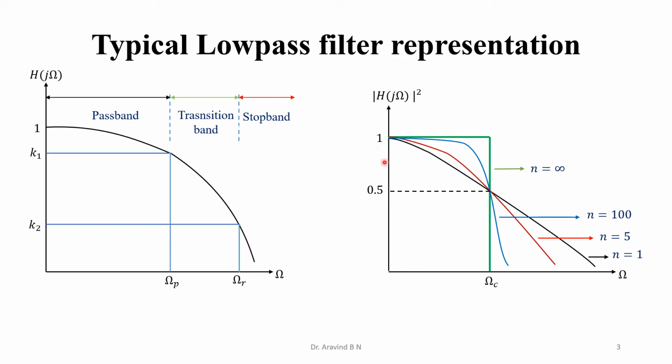There is one more diagram which is going to represent the low pass filter, once again the practical, with varying the order. So the black line indicates the filter response with n is equal to 1. The red one indicates with order n is equal to 5. The blue line indicates with order n is equal to 100, and this green line indicates with order n is equal to infinity. So we can clearly observe that at n is equal to infinity, we are going to get an exact representation. That means there is no transition band.